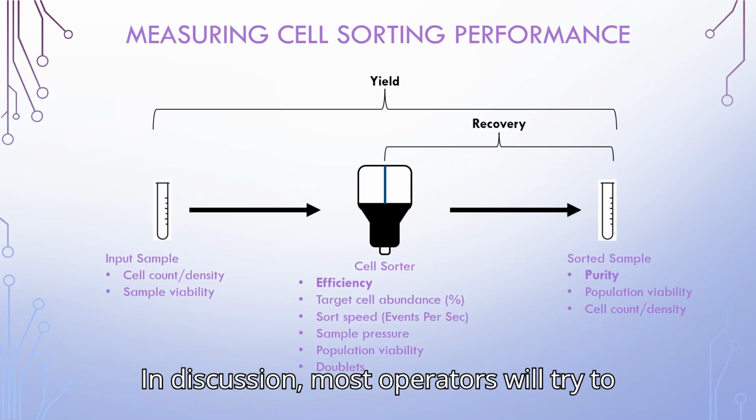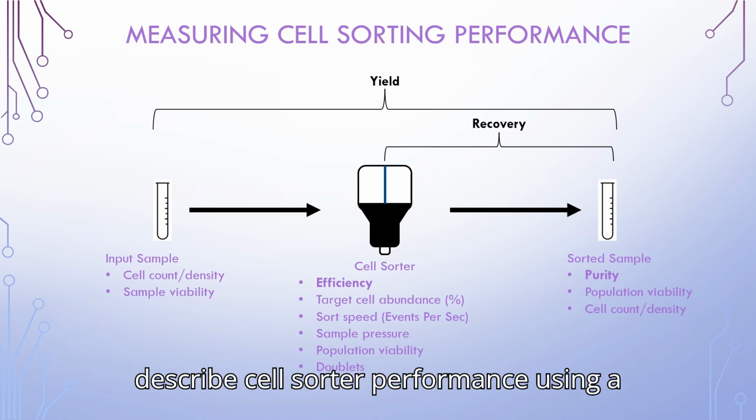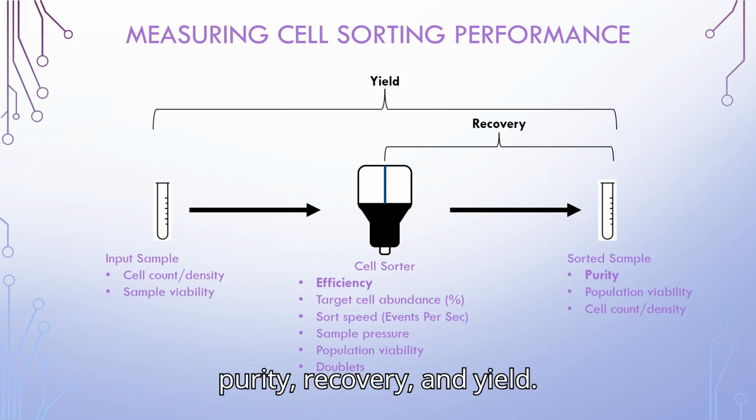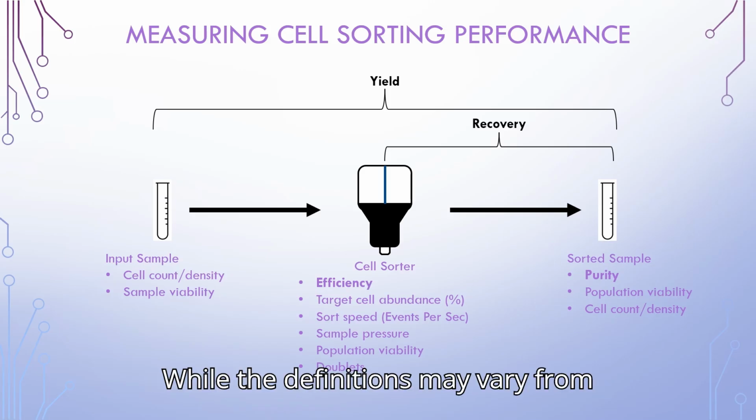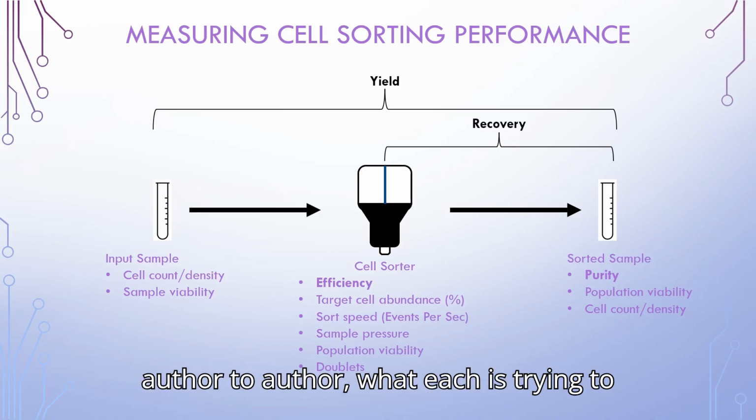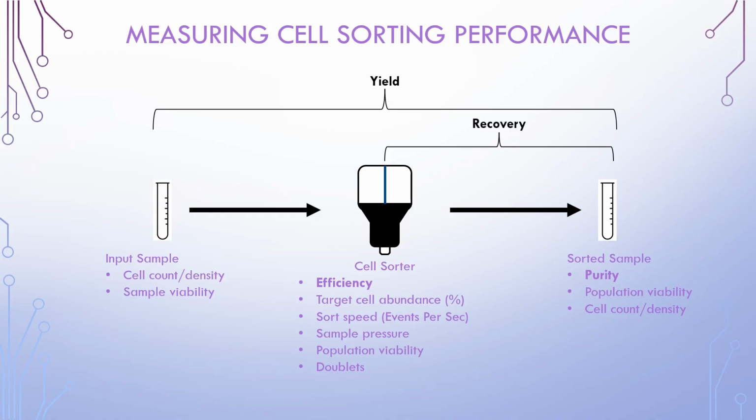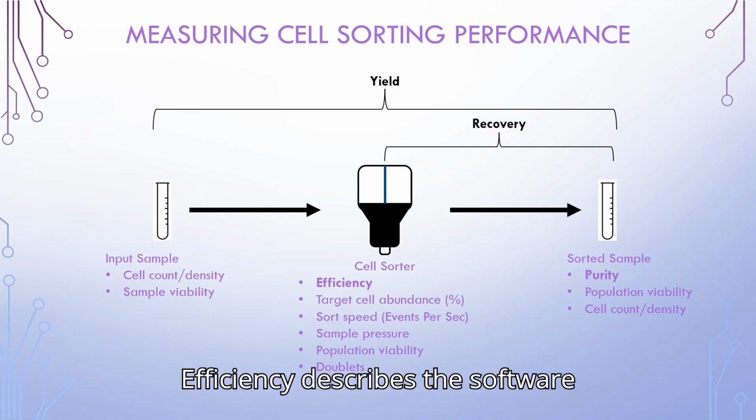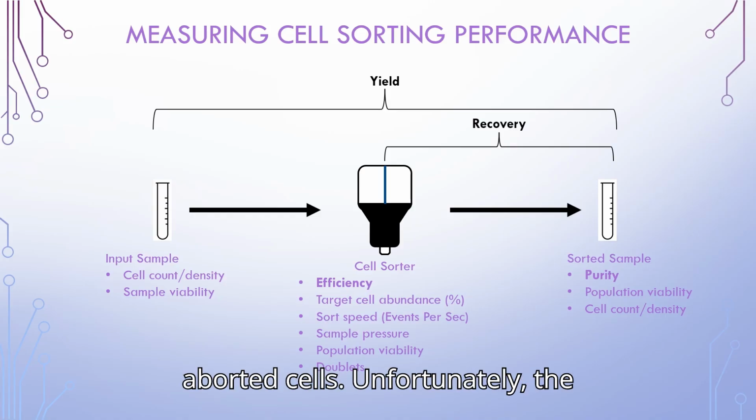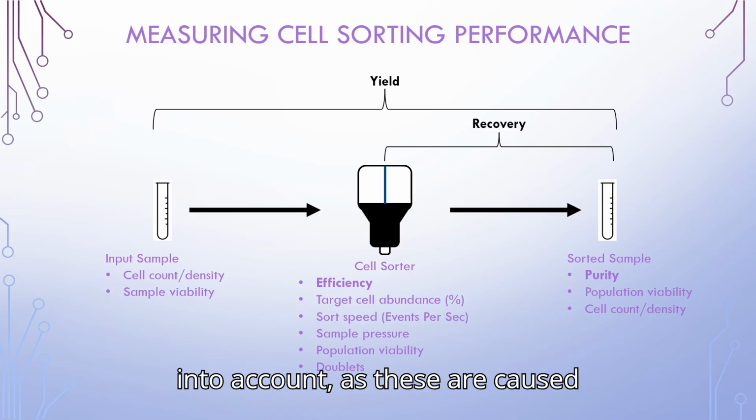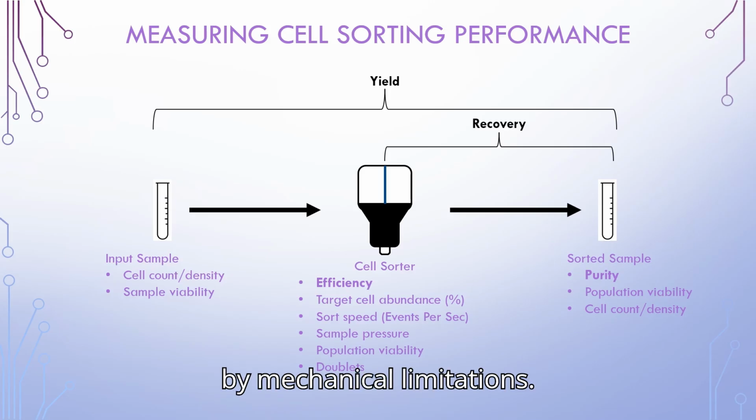In discussion, most operators will try to describe cell sorter performance using a combination of 4 terms: efficiency, purity, recovery, and yield. While the definitions may vary from author to author, what each is trying to describe is reasonably aligned. Efficiency describes the software calculation of sorted cells versus aborted cells. Unfortunately, the instrument cannot take hardware aborts into account, as these are caused by mechanical limitations.